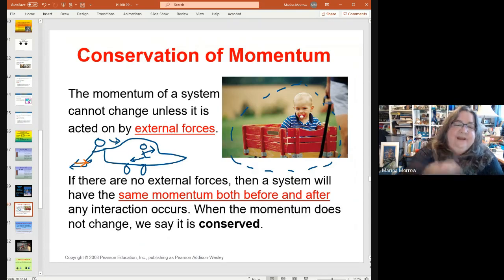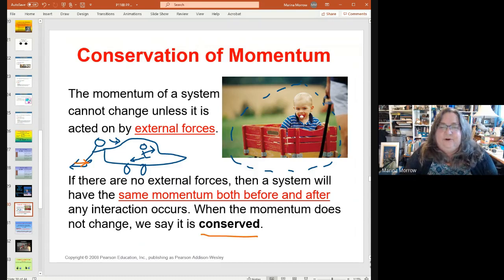Okay, now, so we say momentum is conserved. It doesn't change before and after the interaction. Okay, so let's go look at a system of objects.